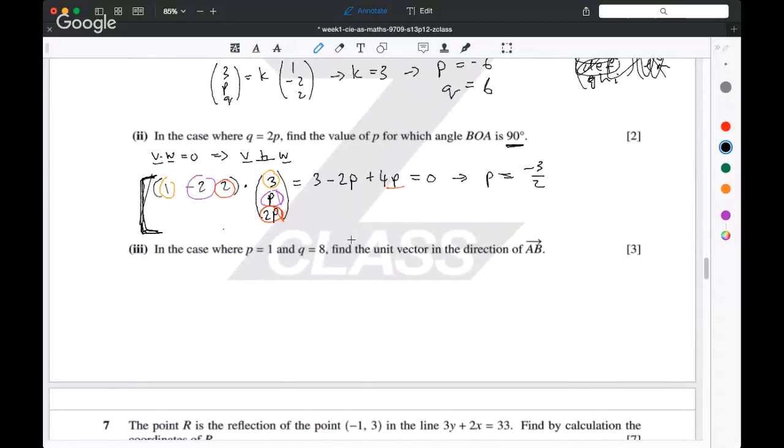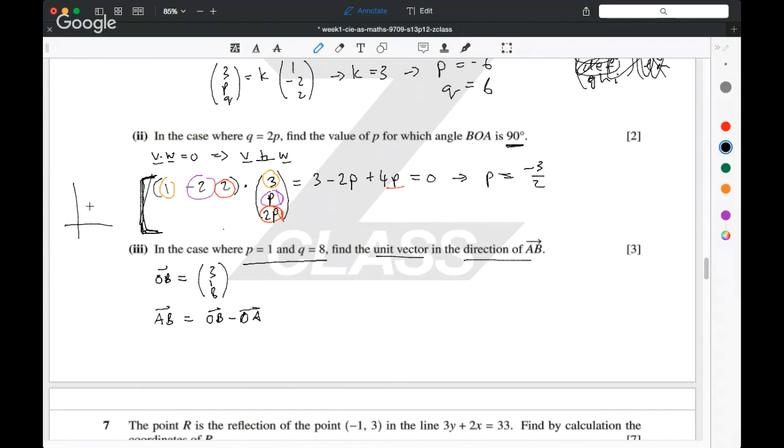Okay, third question. Another case now. We're told that now p is 1 and q is 8. Well, that means that OB is equal to (3, 1, 8). And we want the unit vector in the direction of AB. So let's first find AB. And if you remember from before, this must be equal to OB minus OA.